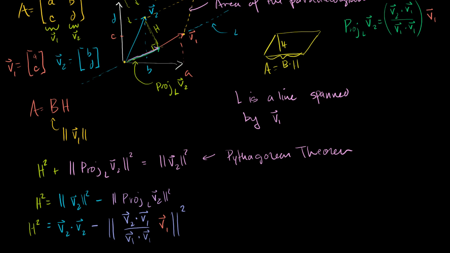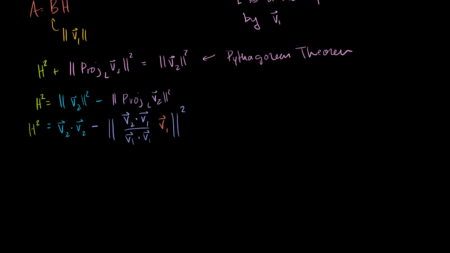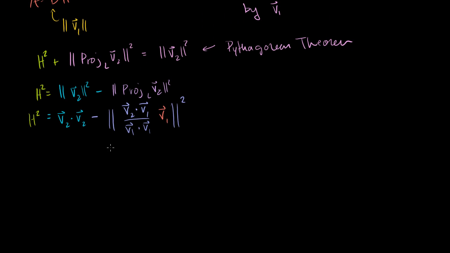So let's see if we can simplify this a little bit. We're just going to have to break out some algebra, well, actually not algebra, some linear algebra. So what is this guy? Well, this guy is just the dot product of this with itself. Any vector, if you take the square of its length, it's just that vector dotted with itself. So if we're taking the square of this guy's length, it's just equal to this guy dotted with himself.